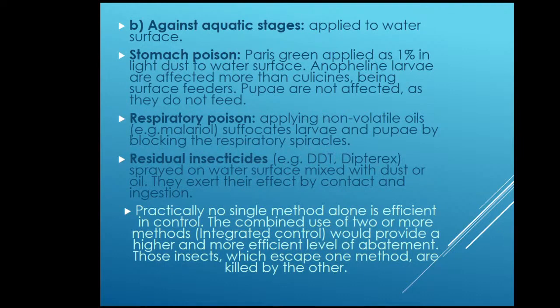Different poisons are used against larvae of mosquitoes. The pupae are not affected because they don't feed. Respiratory poisons, applying non-volatile oils on the surface of water, prevent the breathing of larvae and pupae by blocking the respiratory spiracles and breathing siphons. Residual insecticides such as DDT, Dipterex, are sprayed on the water surface mixed with dust or oil.